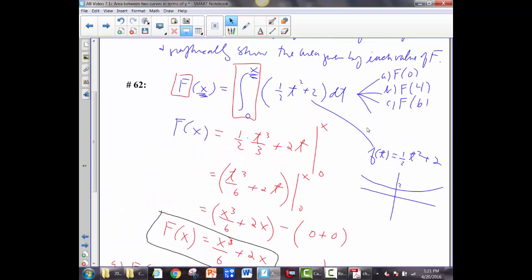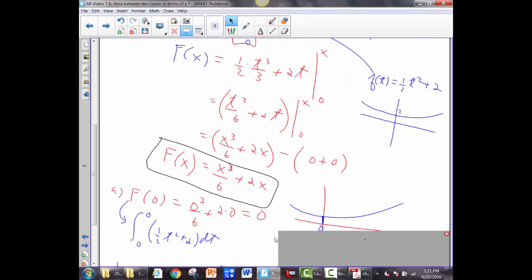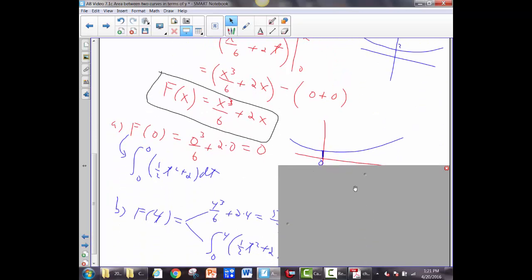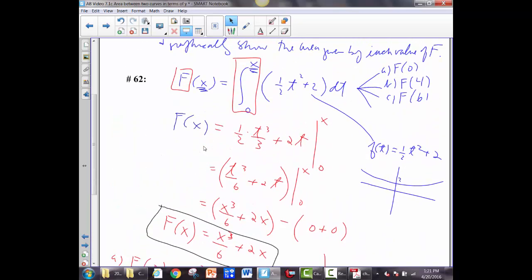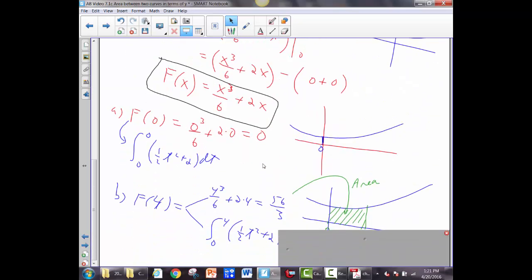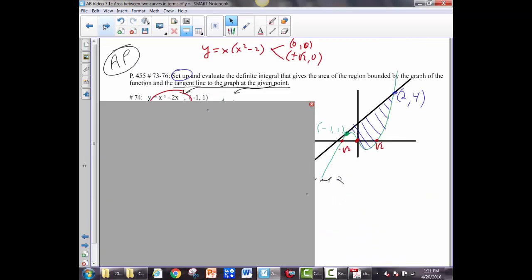Now, the function itself, 1 half t squared plus 2, is a parabola turning out. It's a very fat, relaxed parabola, and it got moved up too, so it looks like that. So here, of course, there's no area because there's no region. The left and right borders are the same. F of 4, remember that f of x is the integral from 0 to x, so f of 4 becomes the integral from 0 to 4. Now, you've got this function. You can figure out the numerical value, but they also want you to graph it. So here's our graph between 0 and 4 on the x-axis, and that number represents the area.